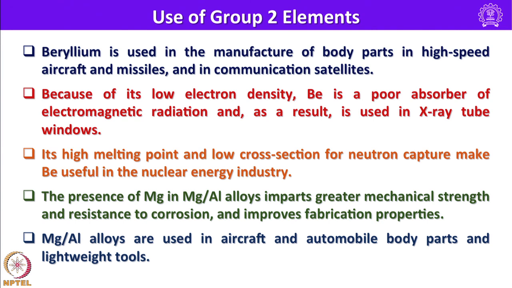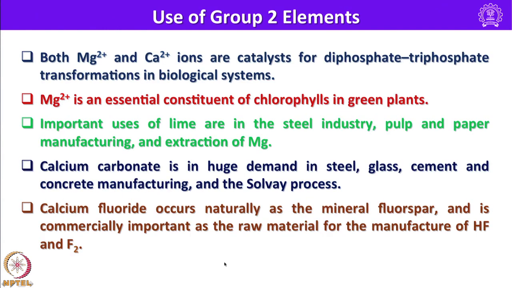The presence of magnesium in magnesium alloy imparts greater mechanical strength and resistance to corrosion and improves fabrication properties. As a result, and also because of their lighter nature, magnesium-aluminum alloys are used in aircraft and automobile body parts and lightweight tools. And both magnesium and calcium ions are catalysts for diphosphate, triphosphate transformation in biological systems. That is very, very important.